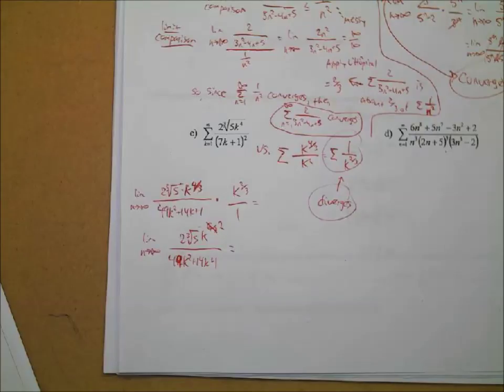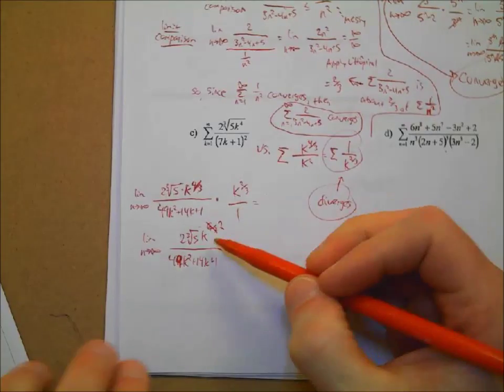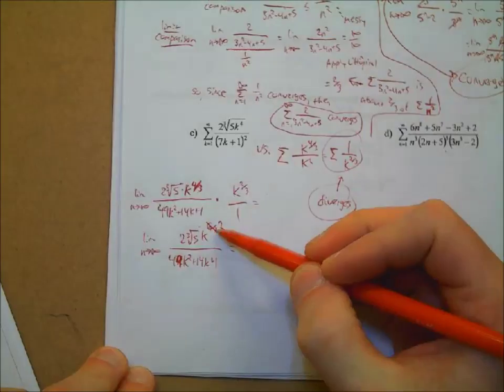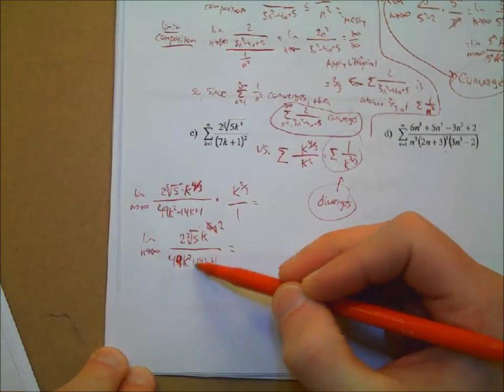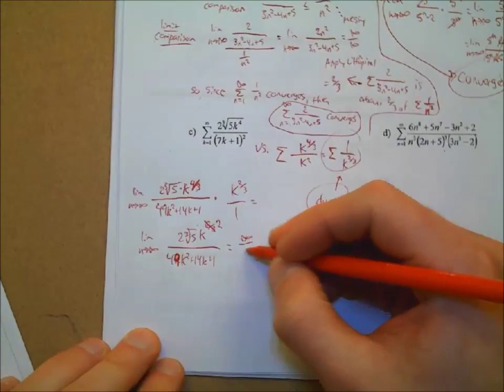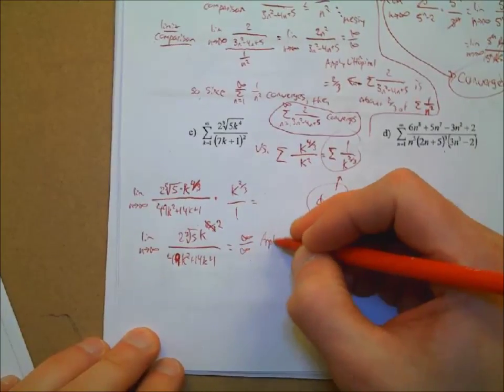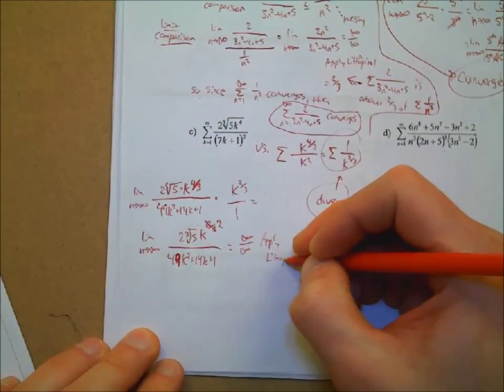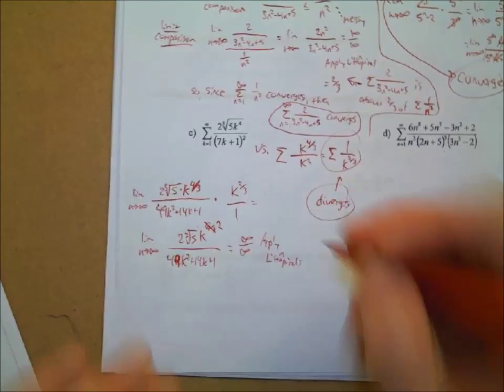Questions so far? So we have something times k to the second over something k to the second plus 14k plus 1. And again, we'll get infinity over infinity. You can apply L'Hopital's here. I'm not going to do it the 2 times necessary just because it's a lot. But what do we know this is going to approach?